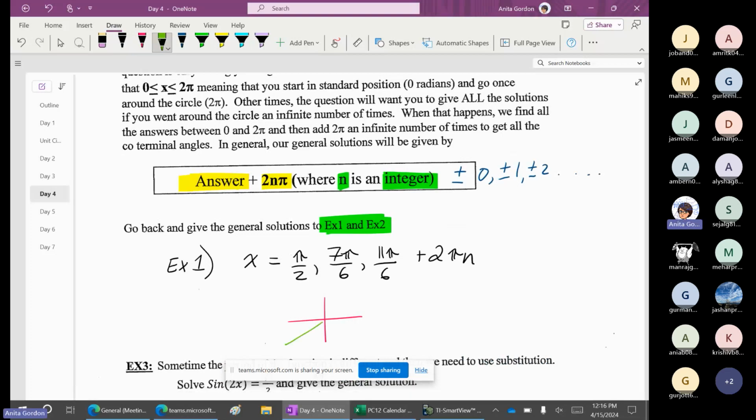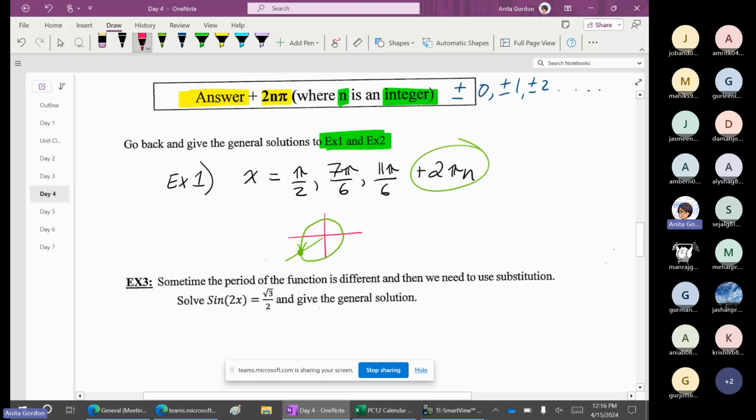If I am at 7 pi by 6 and I add 2 pi, what's that going to give me? 7 plus 12 is 19. 19 pi by 6. That is a solution. Or I could go backwards. You could go around the circle 5 times if you want. Add 5 times 2 pi. You'll end up back at the same point. Okay? So for the general solution, we add 2 pi n.